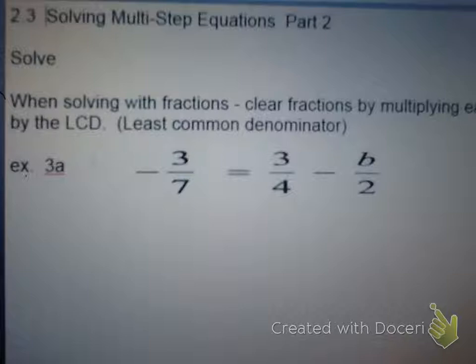Section 2.3 is solving multi-step equations part 2. When solving equations with fractions, we want to clear each fraction by multiplying each term by the least common denominator. So we want to look at all three denominators. The least common multiple, which is the same thing as least common denominator, is 28. So we are going to multiply each term by 28.